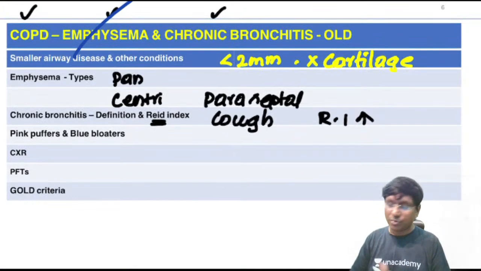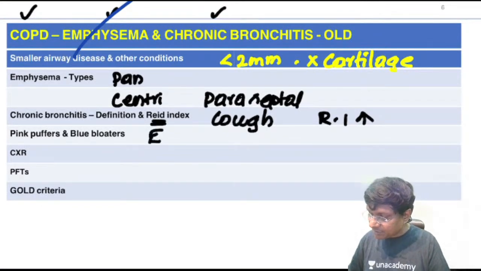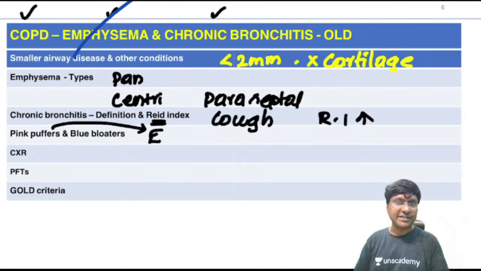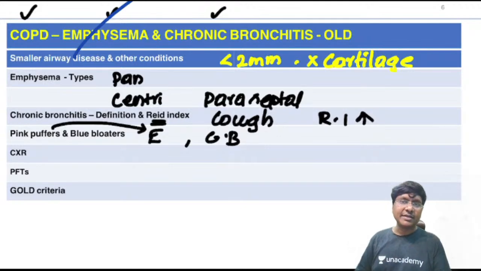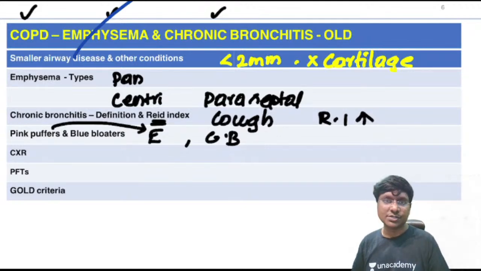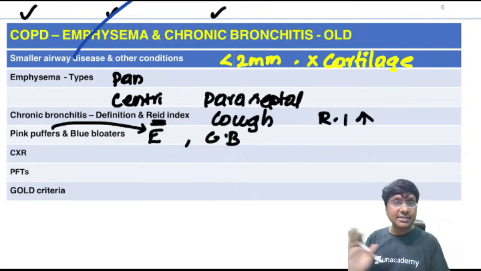Next, pink puffers and blue bloaters. Pink puffers, where do you come across them? You come across this in patients with emphysema. Blue bloaters, where do you come across them? That is in the case of chronic bronchitis. Why? Because in chronic bronchitis you have the presence of cyanosis. That is the reason why they are considered to be the blue bloaters.